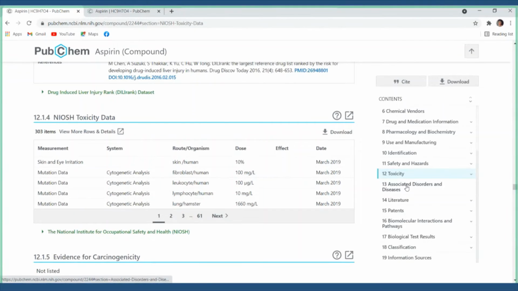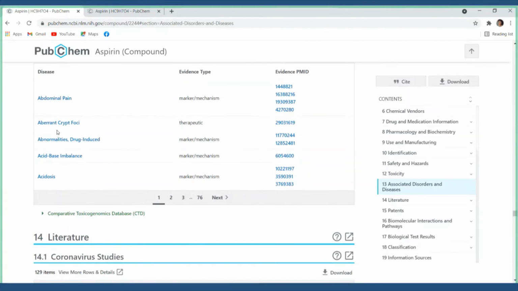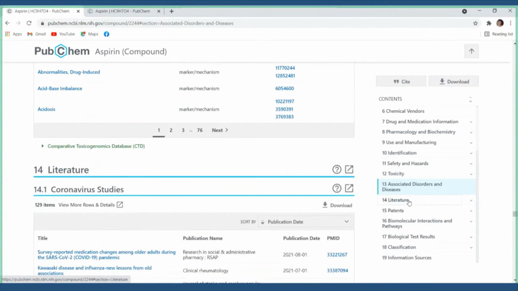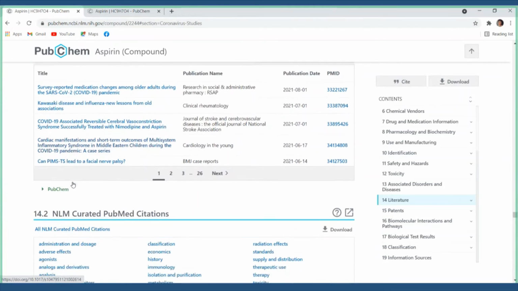You can look at the associated disorders and diseases. What diseases are associated with aspirin? You can see abdominal pain, aberrant fossil abnormalities, drug-induced acid-base imbalance, acidosis. Many of them. Literature means research that has been done on the compound. If you look at the first one, a survey reported medication changes among older adults during the SARS-CoV-2 pandemic. I think they tried to survey medication changes among adults, and probably aspirin is part of it. So there is a lot of information you can read.